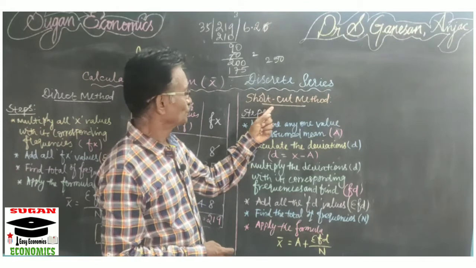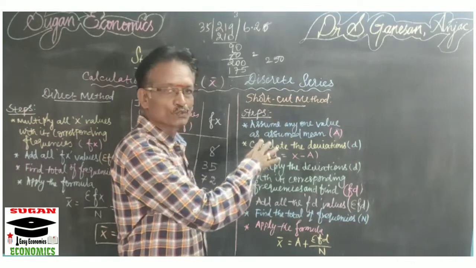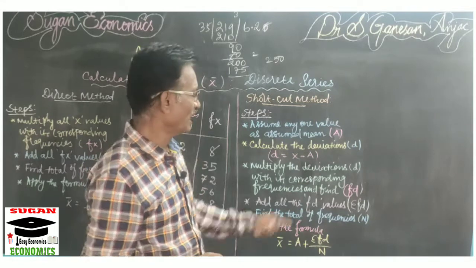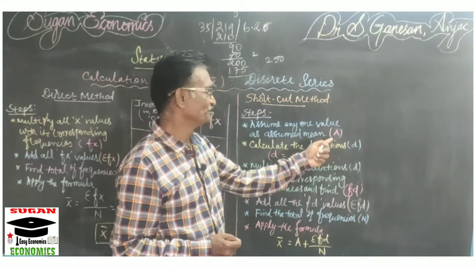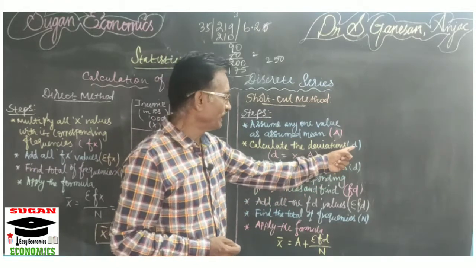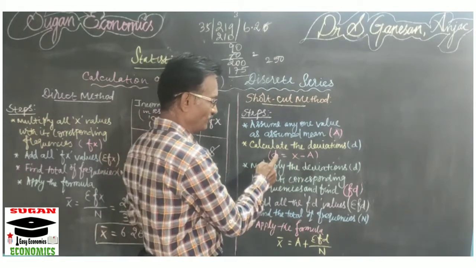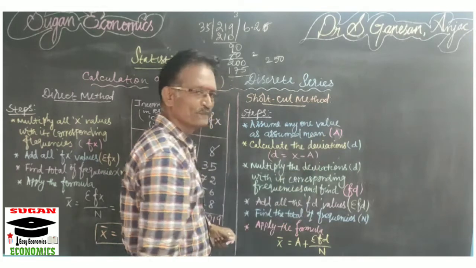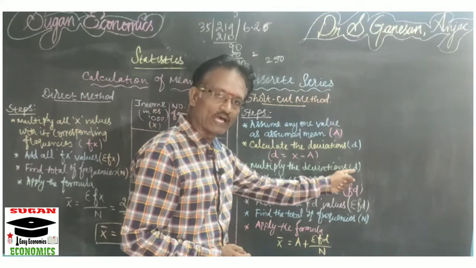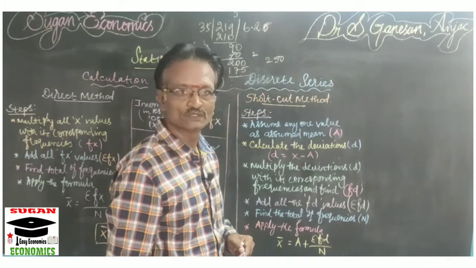Now I will explain how to calculate arithmetic mean for discrete series with the help of the shortcut method. First we understand the steps involved. In the shortcut method, first we have to assume any one of the values as the assumed mean, denoted as A. Then we calculate the deviation D, where D is x minus A. Then we multiply the deviation value with the frequencies and find the fD value. Are you clear?